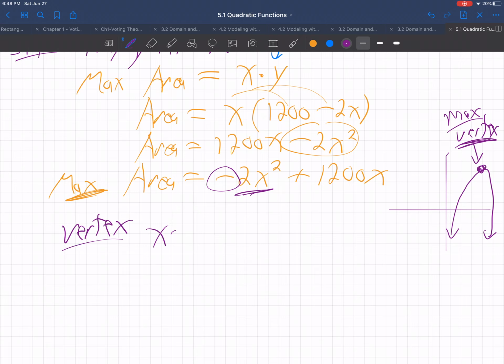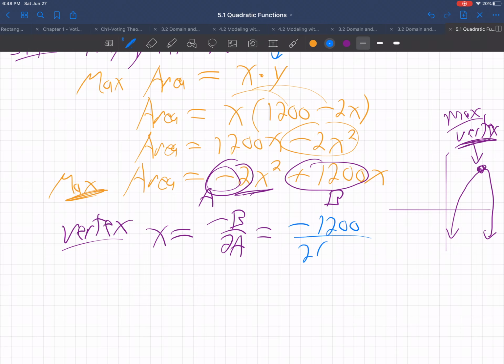And you know the formula for the x value. For a vertex, the x value is negative b over 2a. Make sure you have that formula on your notes for the exam. So let's do it. So now what's a and b? This is a, the number in front of x squared, and this is b, the number in front of x. So this will be negative b, negative 1,200 over 2 times a. And what's a? Negative 2. So x is going to equal negative 1,200 over negative 4. That's 300, positive. So x is positive 300.